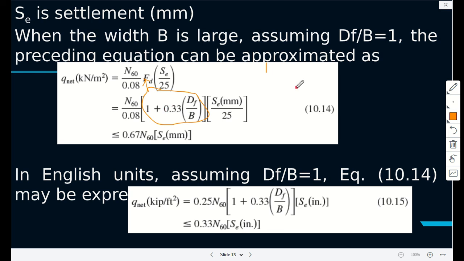So when B is large, assuming dF over B is 1, the preceding equation can be approximated as follows. Still, we can have English units or we can have SI. So this is for the SI units. This is for the normal units. I don't know how to call imperial. Is it called imperial? So this is for the English units, for the ones who want to use feet.